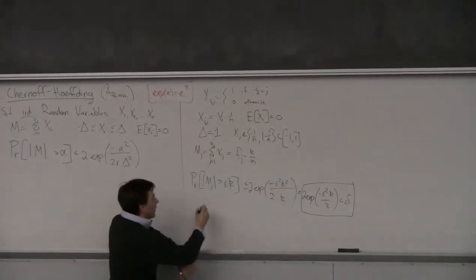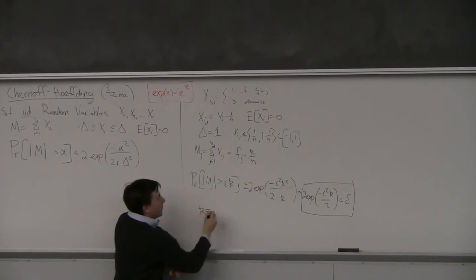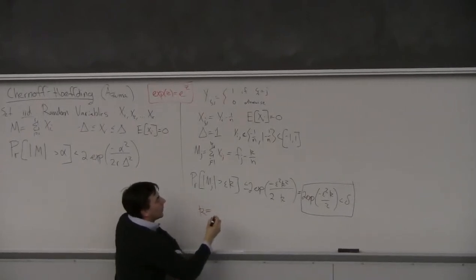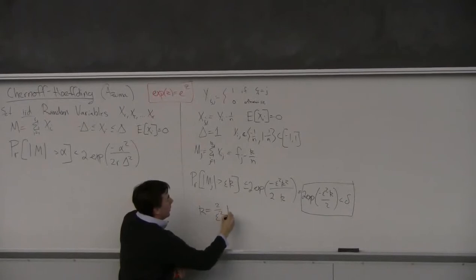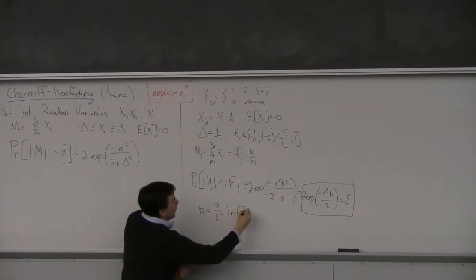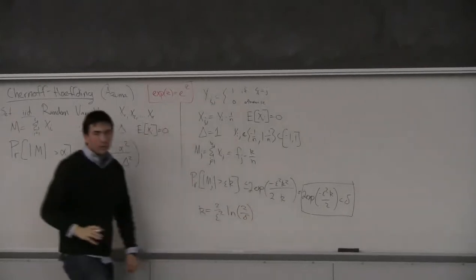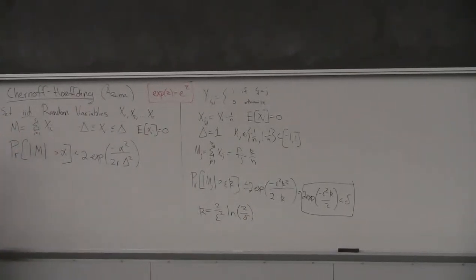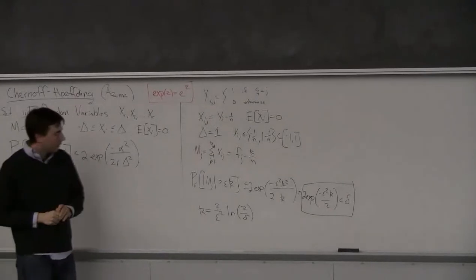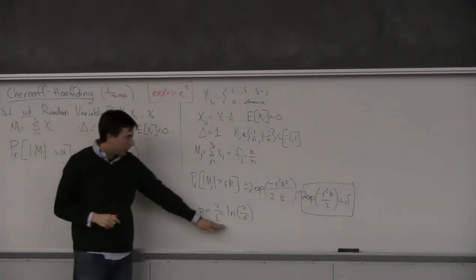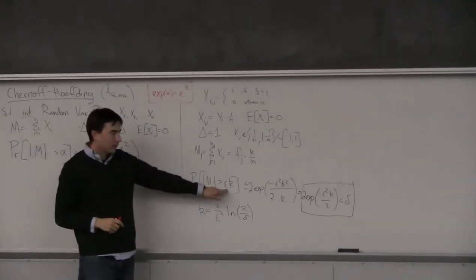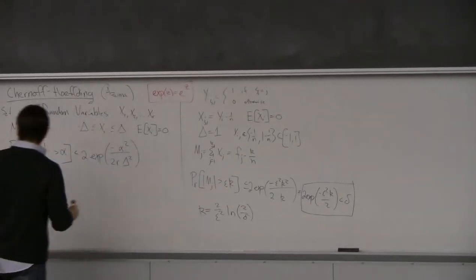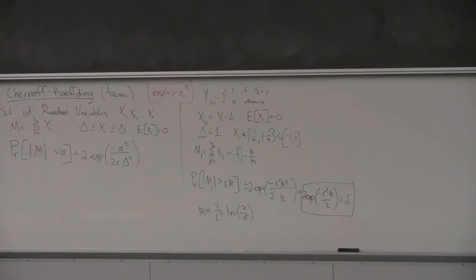Okay, and this should look like, let's see if I can do this on the fly. You're going to get the natural log of 2 over delta. Okay, so what's going on here? Initially I wanted the bound, I wanted this expression to be small.